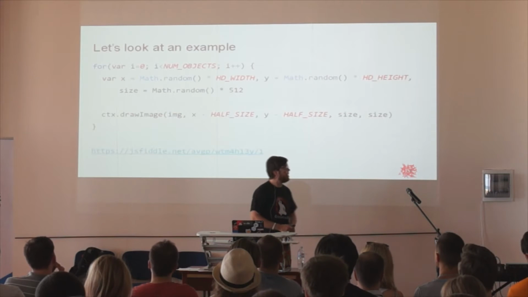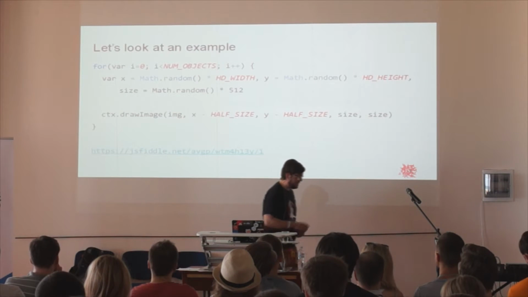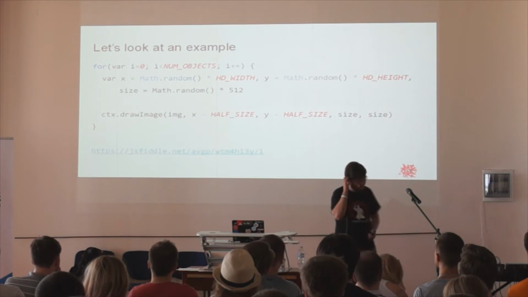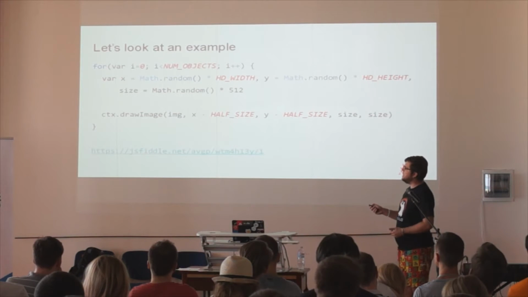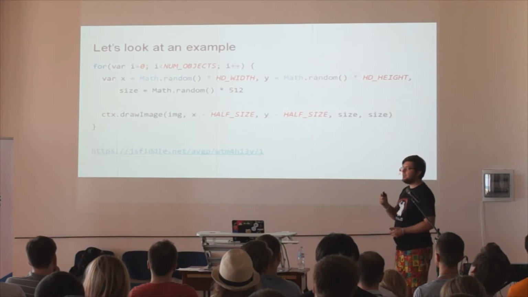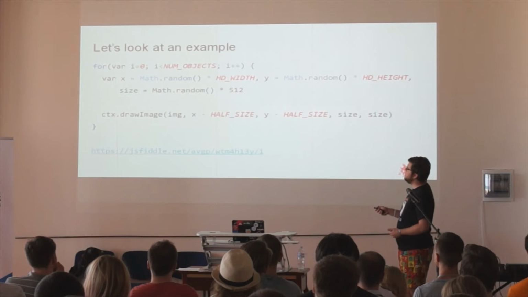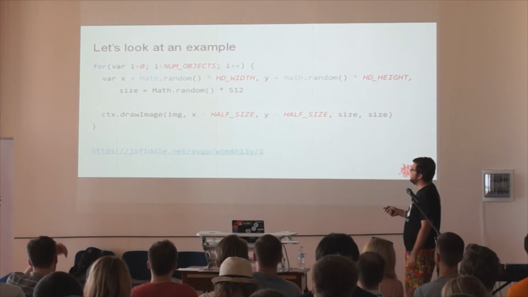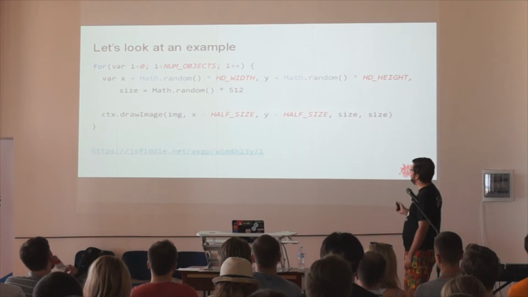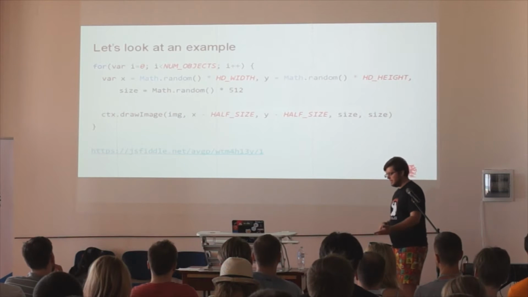So, here I have a little bit of code. Imagine we have an image of certain dimensions, and we draw it a couple of times. Let's say this is 100. So for 100 times, we are taking a random position on the screen and a random size. We size it randomly between 0 and 512 pixels, and then we draw it on the canvas at a random position and in this size. And then we run this.